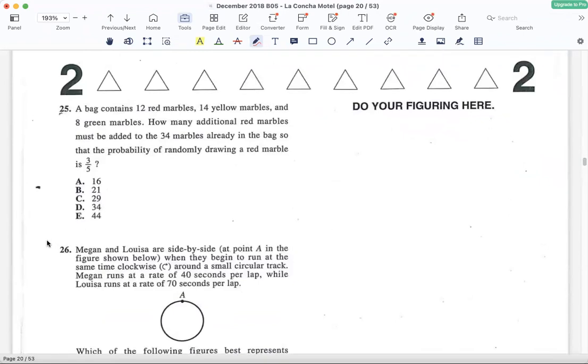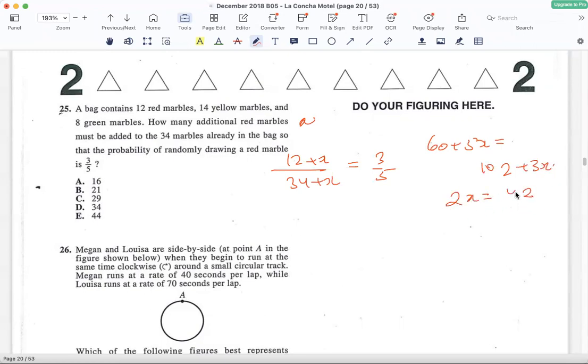A bag contains 12 red, 14 yellow, and 8 green marbles. How many additional red marbles must be added to the 34 marbles so that the probability of randomly drawing a red marble is 3 by 5? So let's say you add X red marbles. So 12 plus X by 34 plus X should be 3 by 5, right? So 60 plus 5X is 102 plus 3X. So 2X is 42. So X is 21. You need to add 21 more.